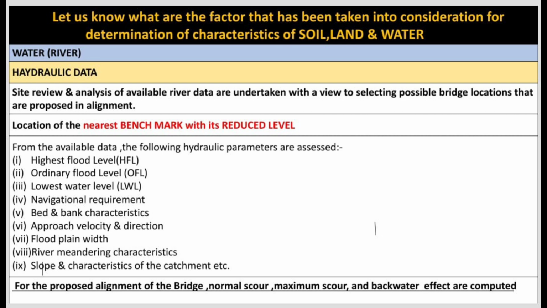Now the third point, river, or water, or pani, which means the hydraulic data. Identify the nearest benchmark with the reduced level, which is again one of the most important points. A few data like HFL, LWL, OFL, and navigational requirement are very important. They should be cross-checked with the irrigation department, the CWC's 100 years data. The old people's observation is also important, as are the existing bridge data. If there is any existing bridge on that river, those data may be taken for analysis purposes only.